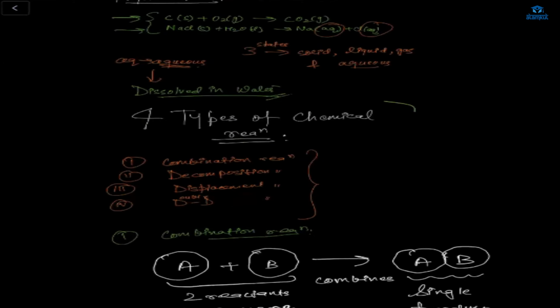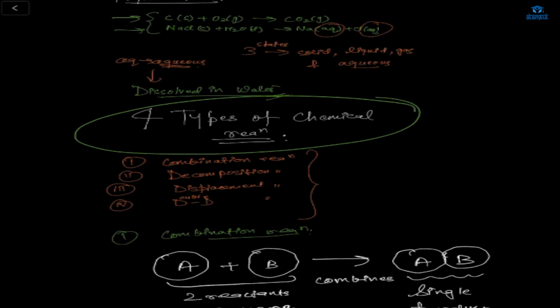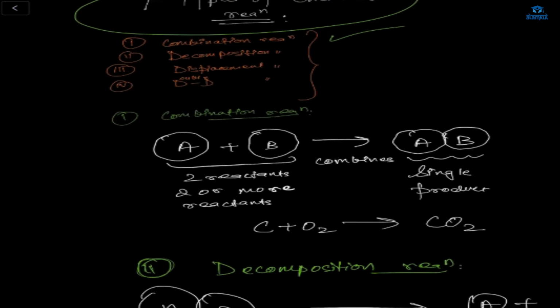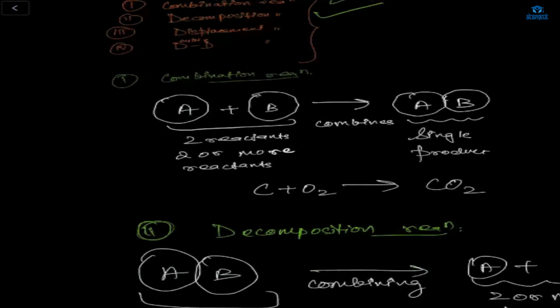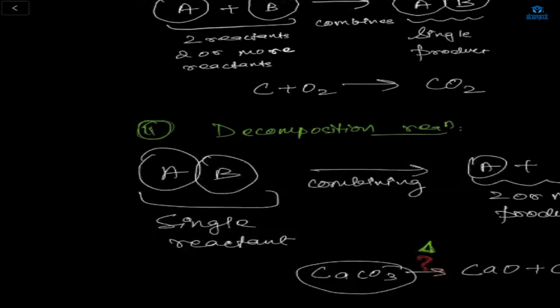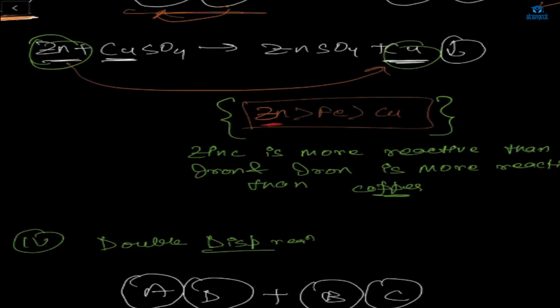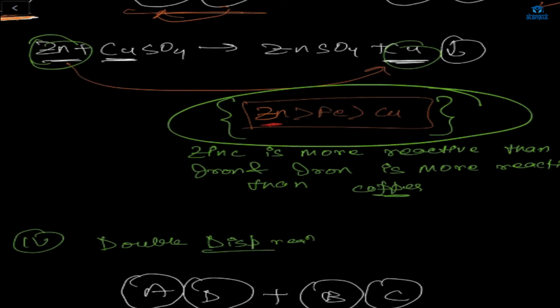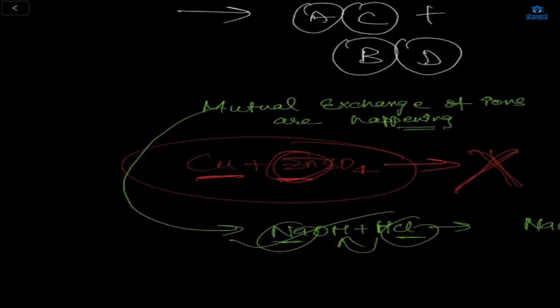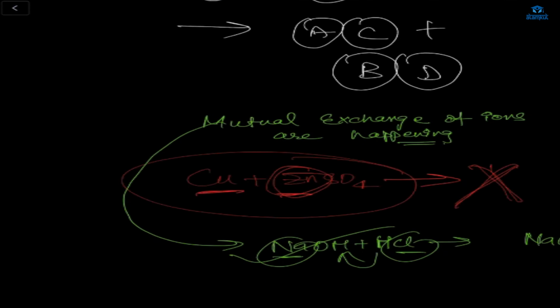My four types of chemical reactions. Combination was what? Two reactants are combining to form a single product. Decomposition is the opposite of combination. It means a single reactant breaks down to form two or more products. And in displacement, you have to memorize this order: Zn, then Fe, then Cu. And in double displacement, there will be a mutual exchange of ions taking place.